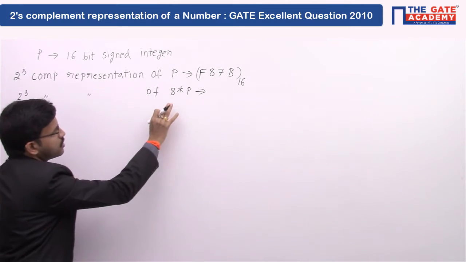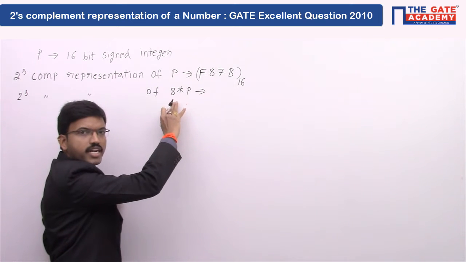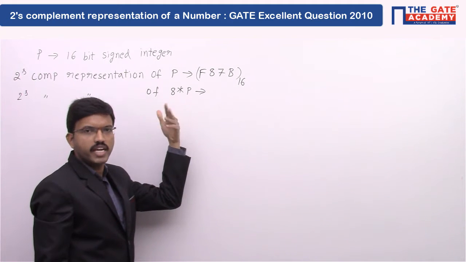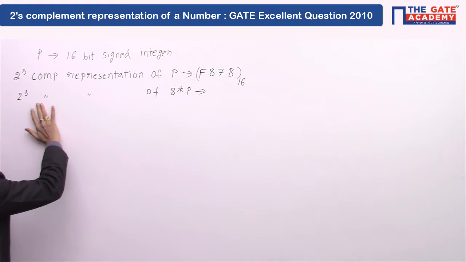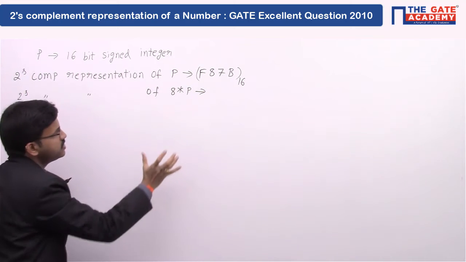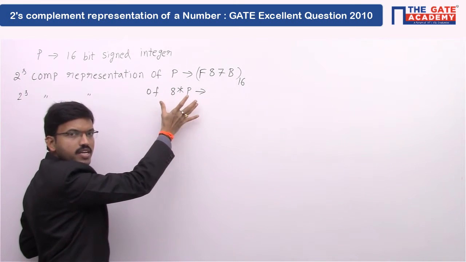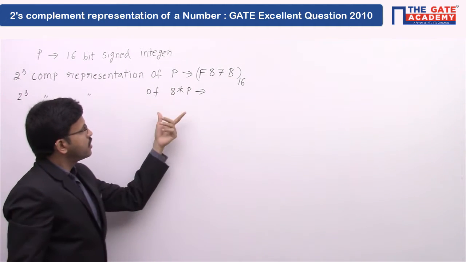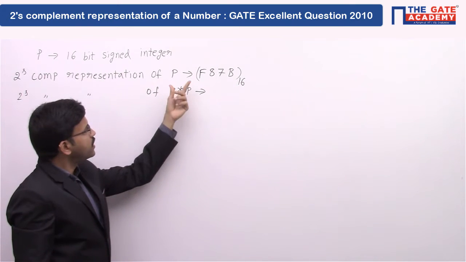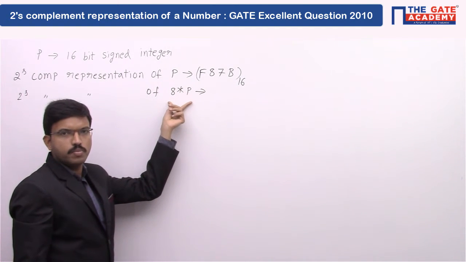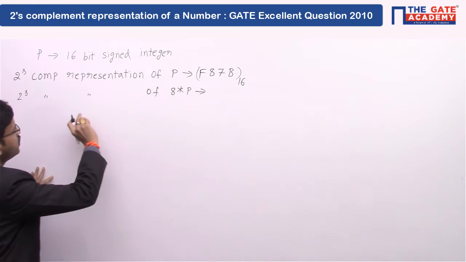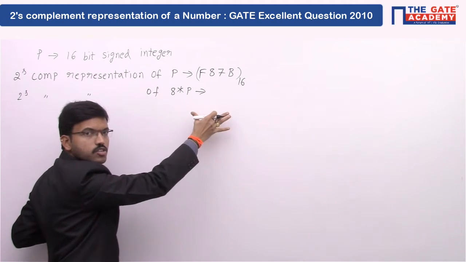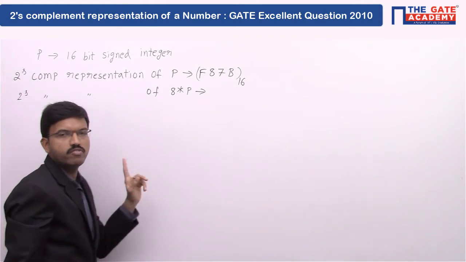Now, here we are supposed to find 8 times P. Whenever we multiply a negative number with 8, the resultant value will be negative. So here he is asking the 2's complement representation of 8 times P. That means he is asking for that equivalent negative value represented in 2's complement form. That means the sign bit will be 1.